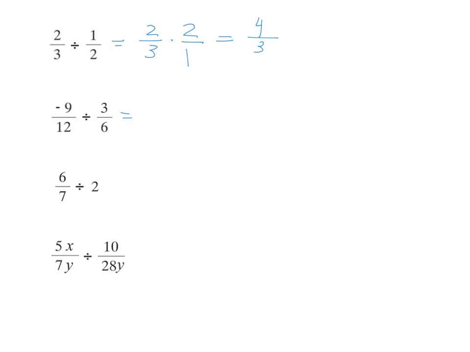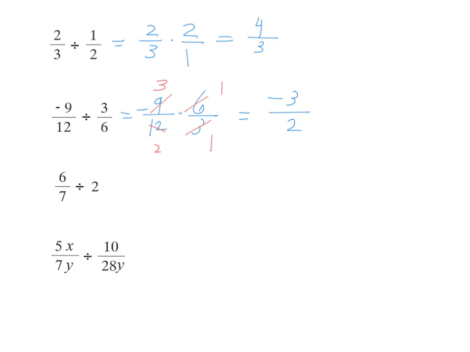Same thing on the next one. Keep the first fraction and then multiply by the reciprocal. Looks like these have some things in common, like 3 and 9 and 6 and 12. Multiplying across the top, I get negative 3 over 2.